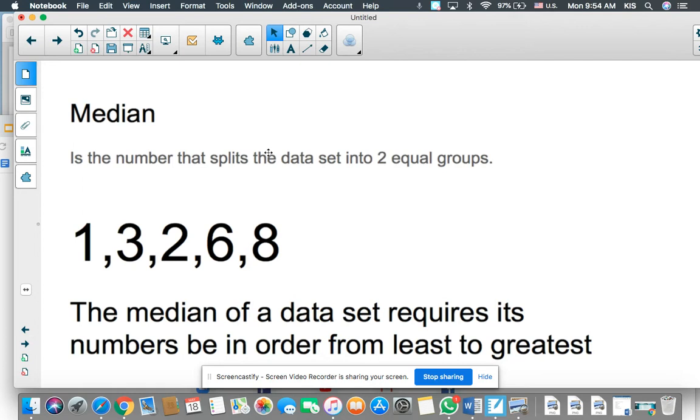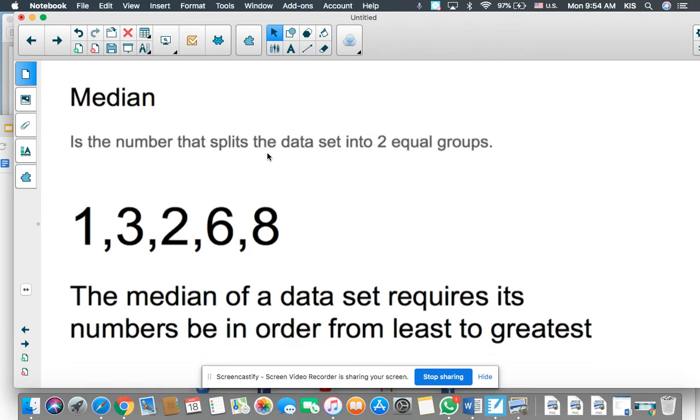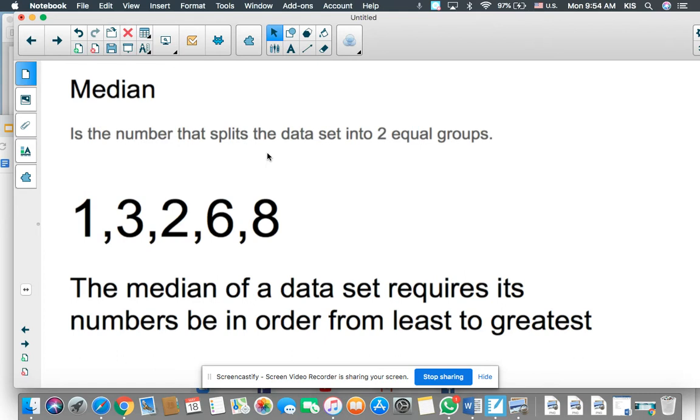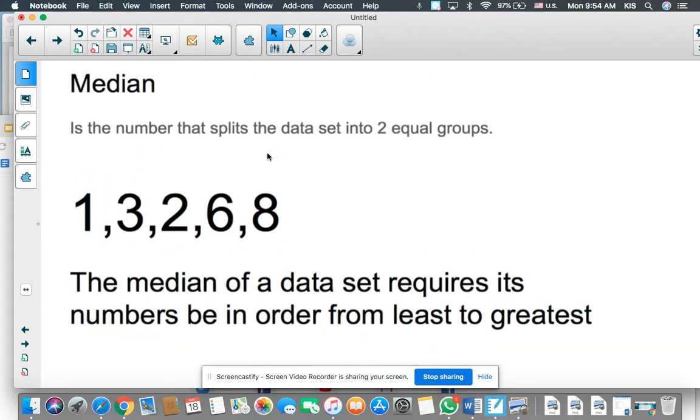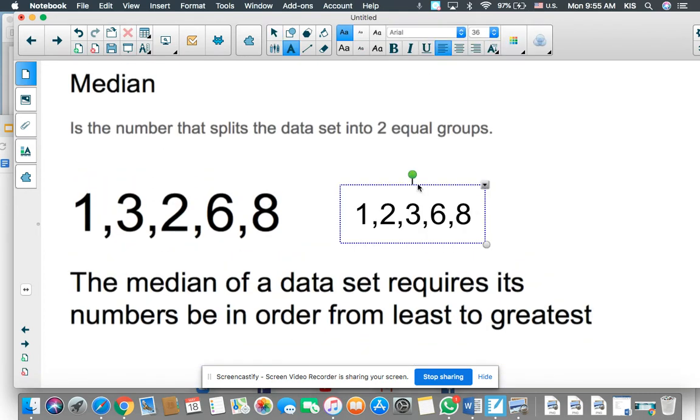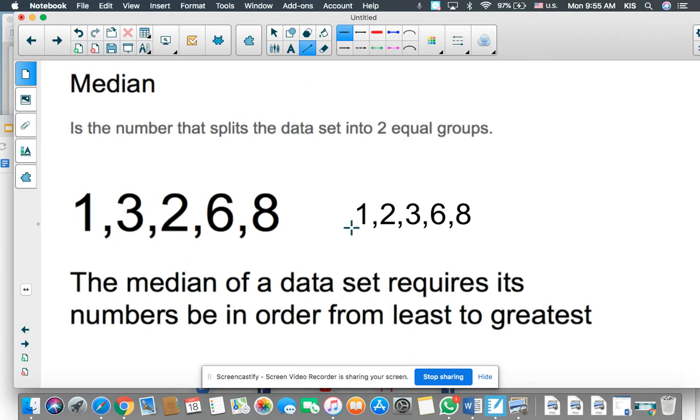So let's take a look at 1, 3, 2, 6, and 8. The median of a data set requires it to be in order from least to greatest. There we go. Now we want to split it into two equal groups. So a good strategy for that is to simply cross out the side values until we get to the middle.